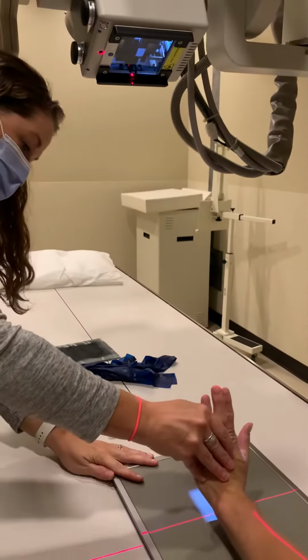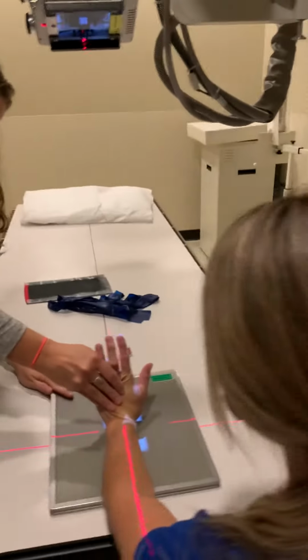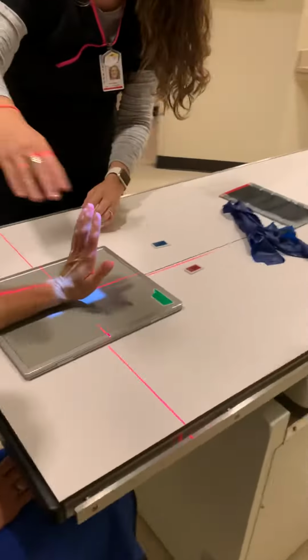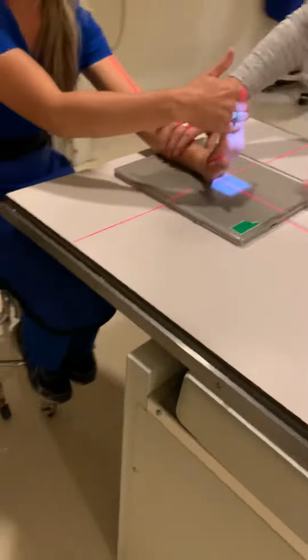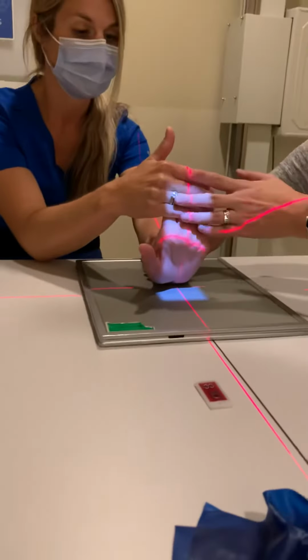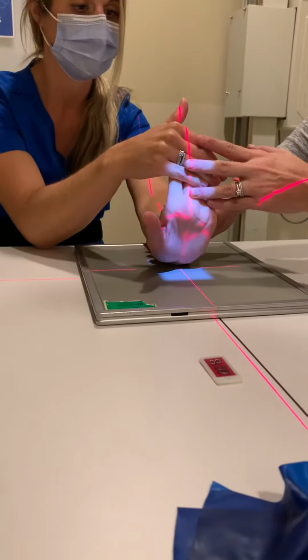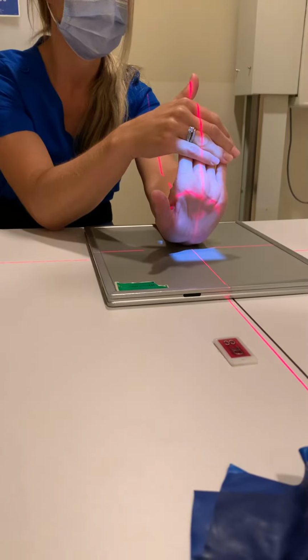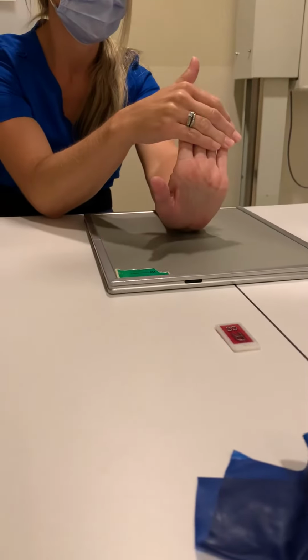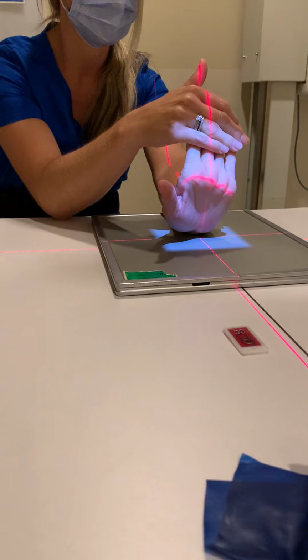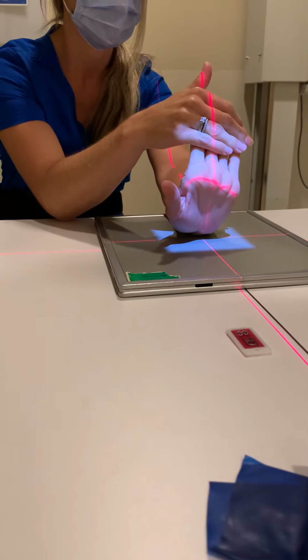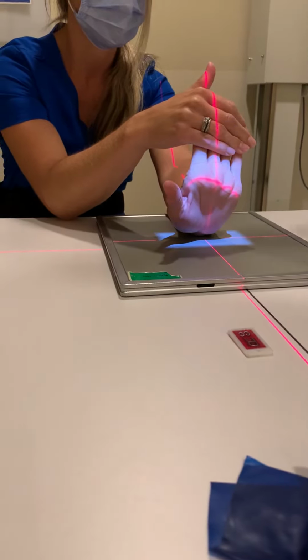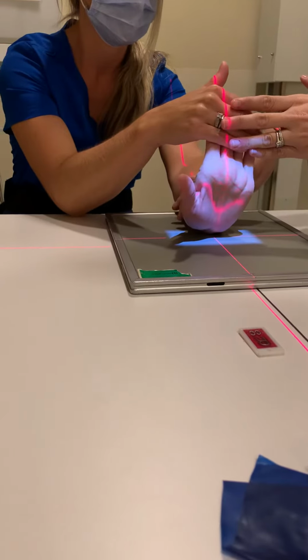We want to be 1 inch distal to the base of the third metacarpal, centered to the 10 by 12 IR, which is lengthwise. We're going to align the central ray to the third metacarpal, collimate to 1 inch on 3 sides of the shadow of the wrist.